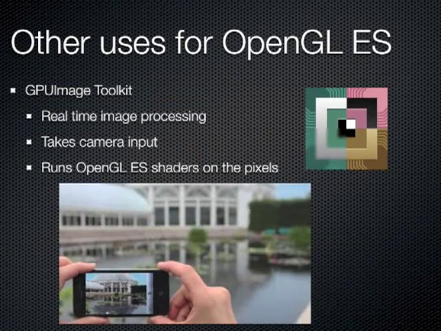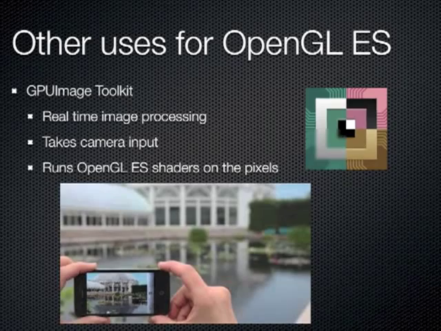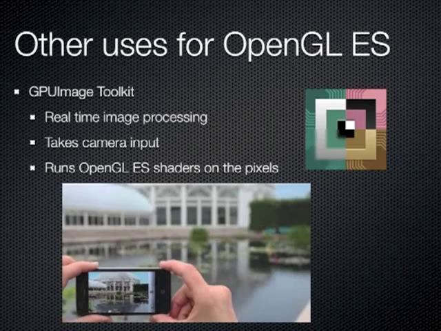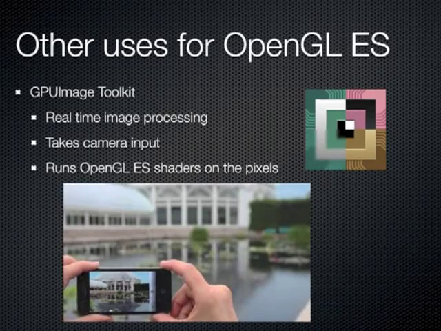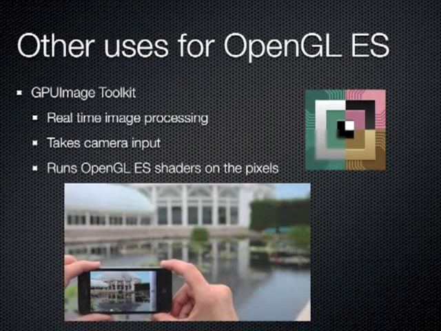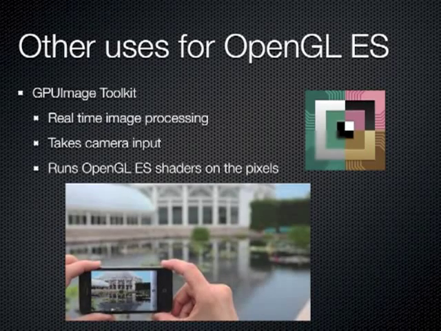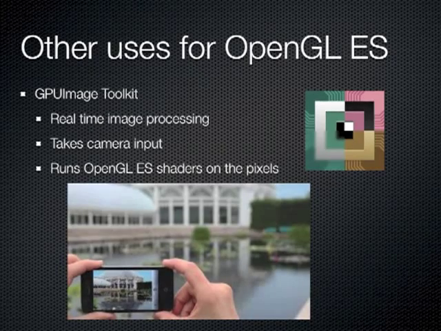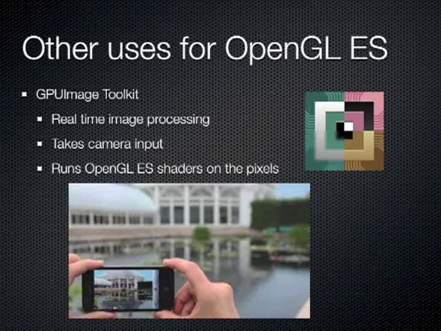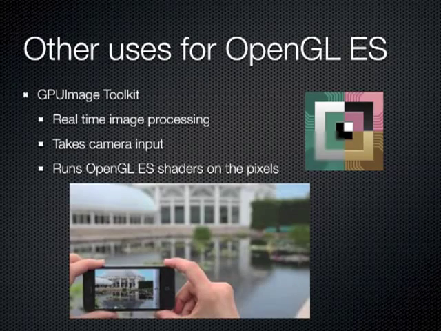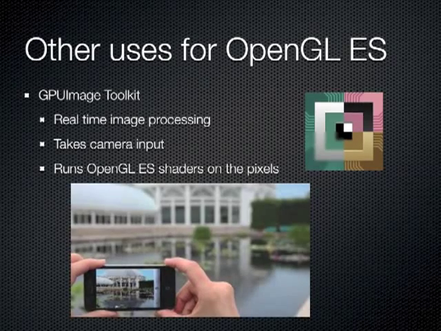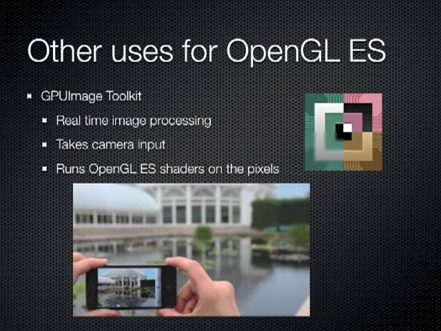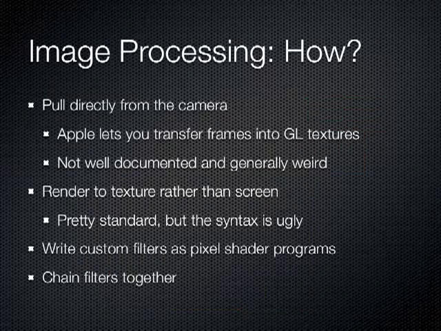All right, let's abruptly change tacks here and talk a little bit about another use for OpenGL ES. We've been looking at kind of standard 3D display stuff. It's got spheres and boxes, and it's pretty straightforward. But OpenGL ES can do a bunch of other stuff as well. It's very flexible, and this is one example. GPUImage is a toolkit for real-time image processing. It will do things like take camera input, take it frame by frame, run shaders on the results, and display the end of a processing chain.